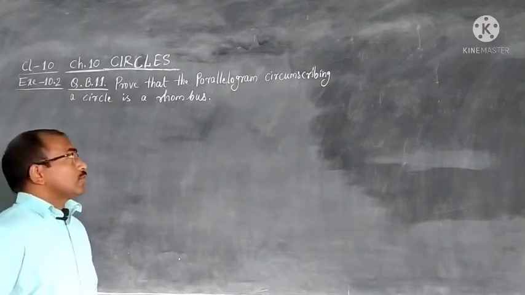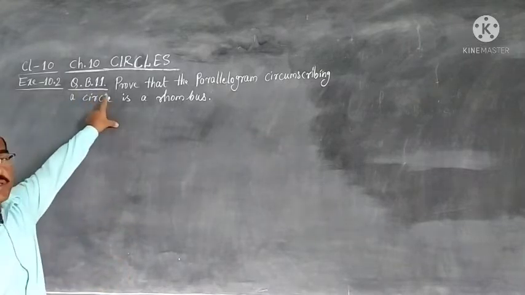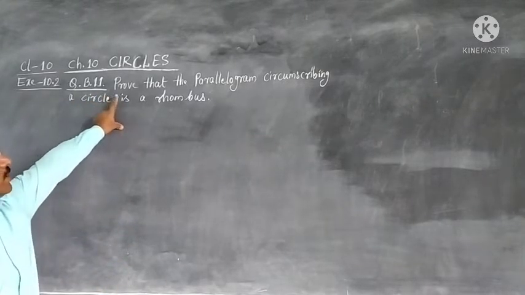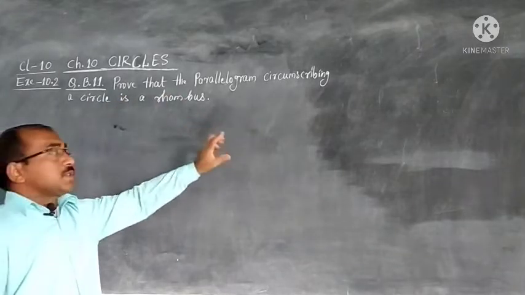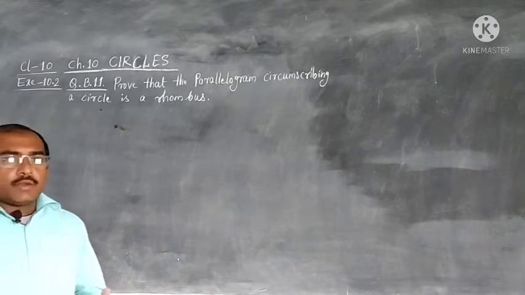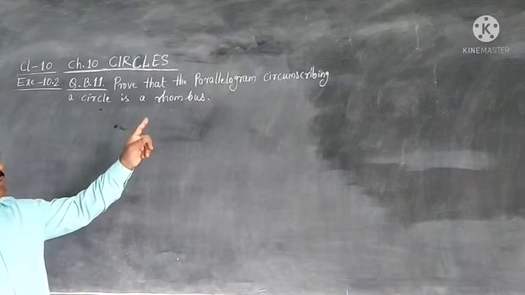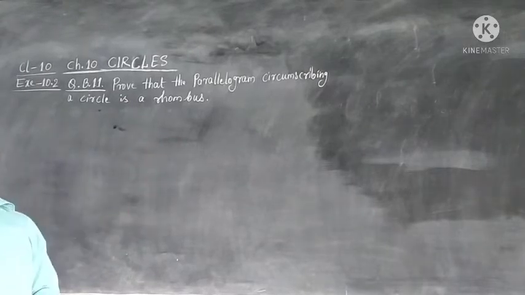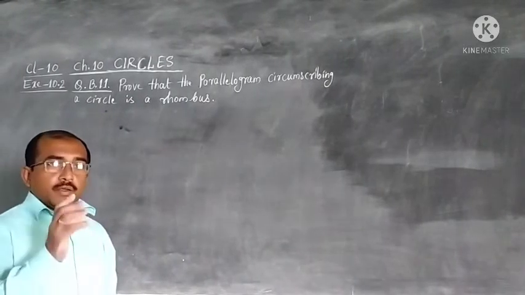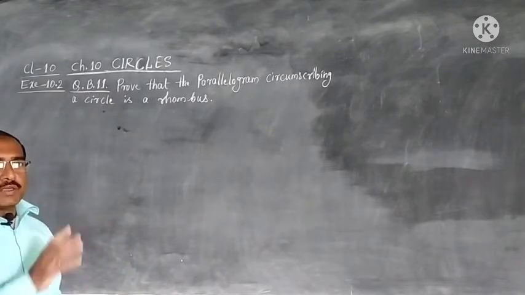Let us continue exercise 10.2, question number 11 in this video. The question is: prove that the parallelogram circumscribing a circle is a rhombus. So here we need to know about parallelogram, and a parallelogram circumscribing a circle means that the four sides of the parallelogram are touching the circle.